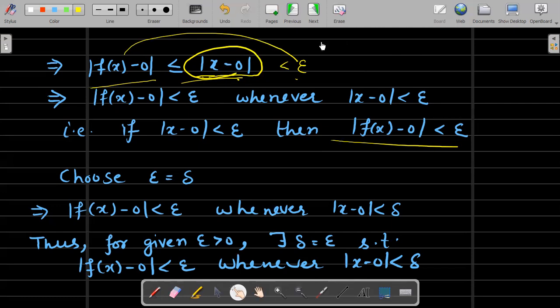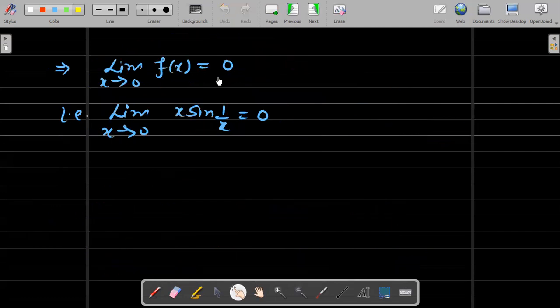And this becomes: limit as x approaches 0 of f(x) is equal to 0. This implies that our f(x) is equal to x sin(1/x). Hence, the limit as x approaches 0 of x sin(1/x) is equal to 0.